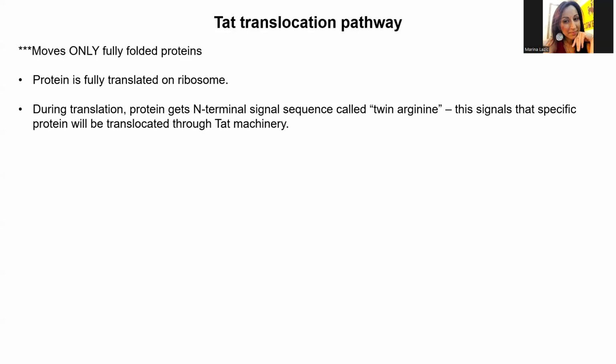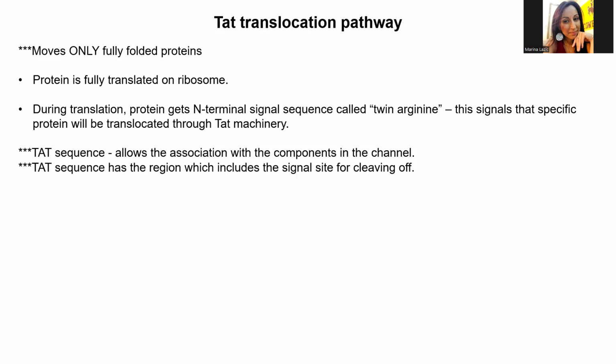The big difference is that this translocation system is actually moving only fully folded proteins. So what that means is that the channel must be bigger. And the process is pretty much similar. It's fully translated on the ribosome. And during translation, you will again have an N-terminal signal sequence, but it will be a specific type of N-terminal signal sequence, which is called twin arginine. And that's what it stands for, twin arginine translocation machinery. And this start sequence, again twin arginine, allows association of the specific components of that channel.